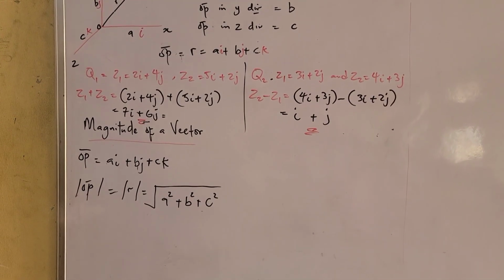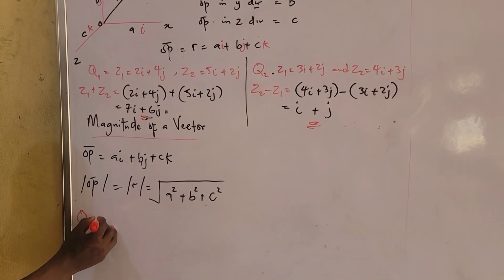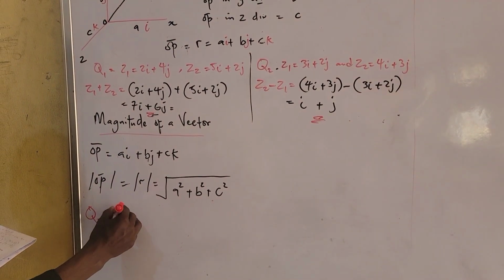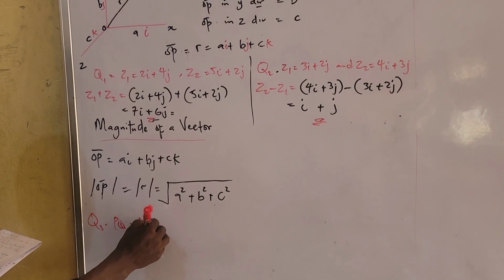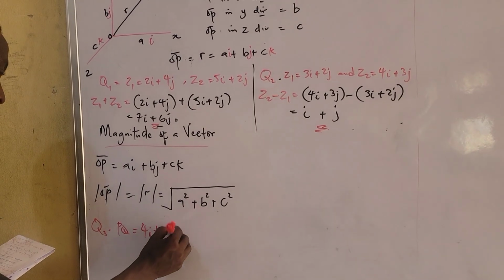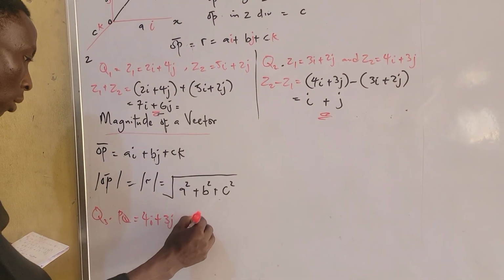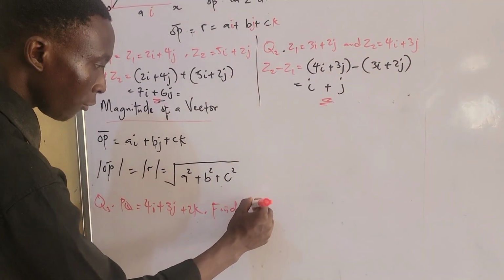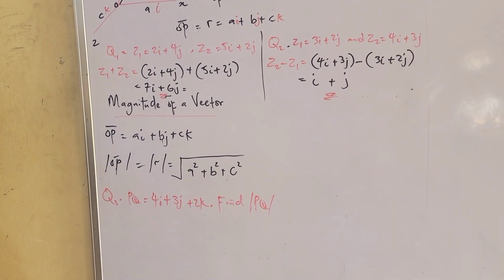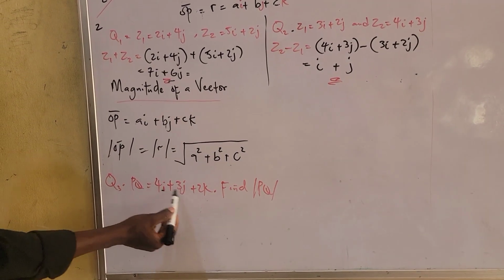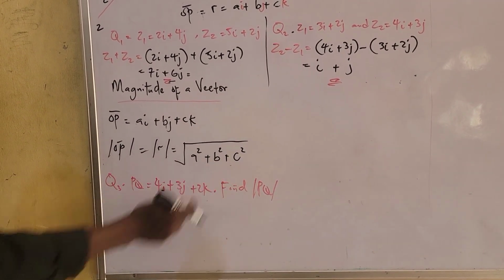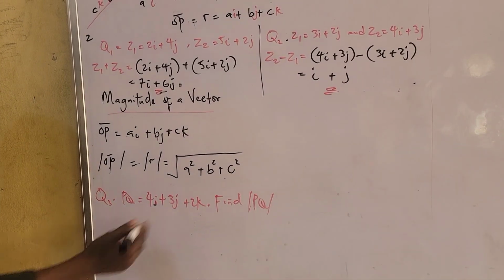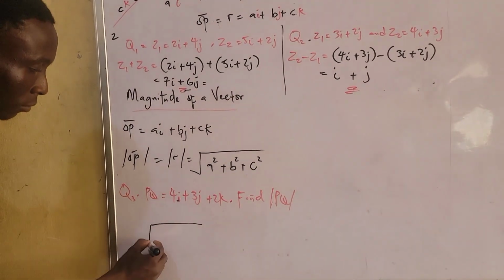Now we're going to take a question on that also. Let's say we have question 3. You are given PQ. If PQ is 4i plus 3j plus 2k, we have to find the magnitude of PQ. It's very simple. You have your unit vectors i, j, and k, and you know the formula we are using here. So let's say a is 4, b is 3, and c is 2.